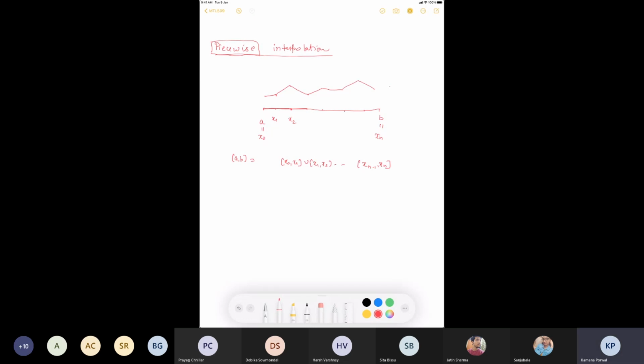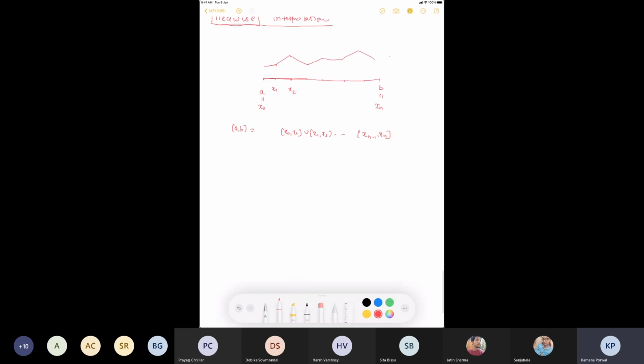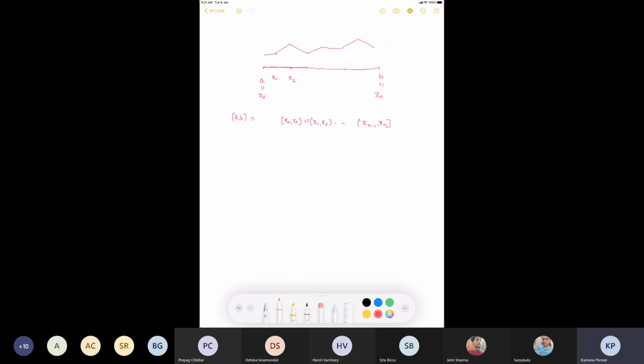There are various kinds of piecewise interpolation, say local, global, but I will just give you a glimpse of how piecewise interpolation really works, and we are not going to go into much detail at this point. If time permits, we'll take it up towards the end of this course. But since these are used in various applications, I wanted you to understand how it really works.